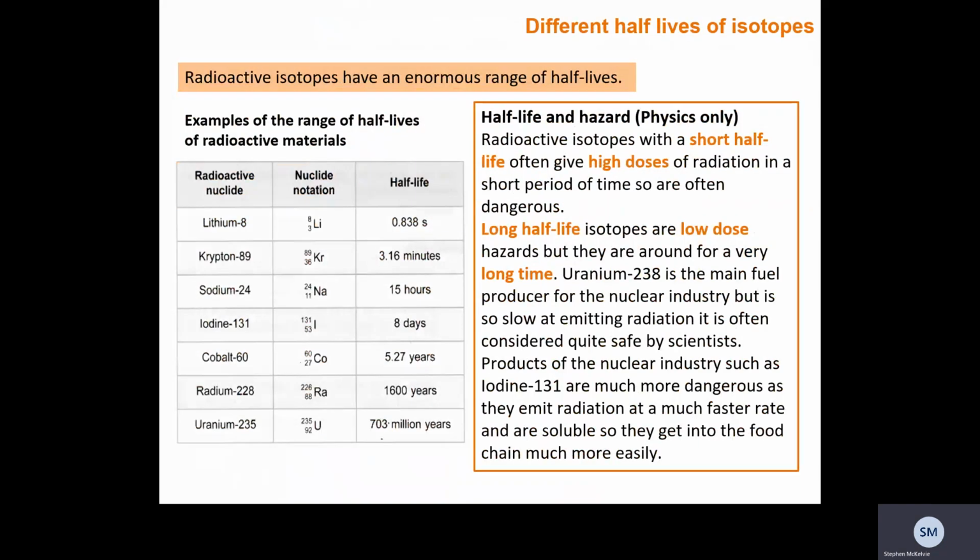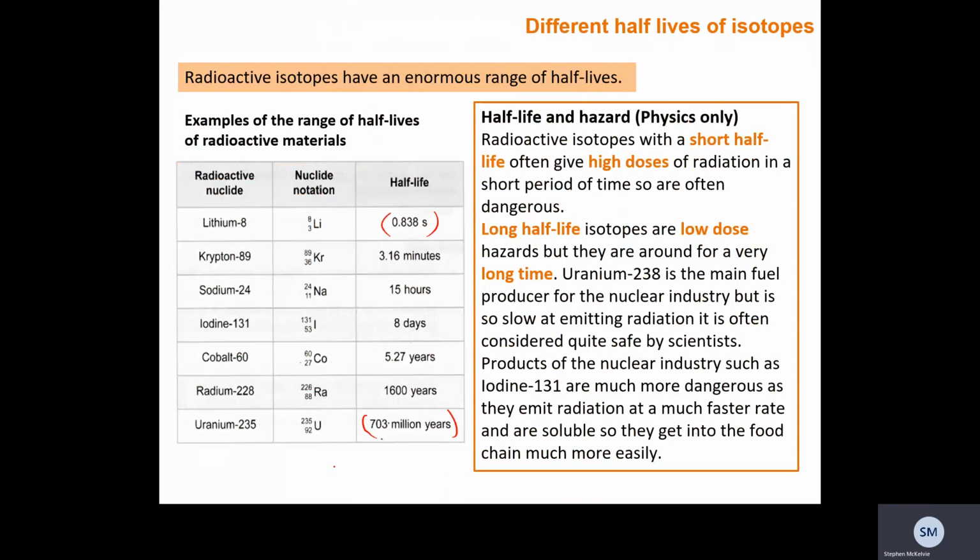There's a big range of half-lives in radioactive isotopes. You do not have to know them. You do not have to remember these. You may have to work them out, and you may be given them to understand. Lithium-8, like I said, good me for remembering, is about 0.838 seconds. Uranium-235 can take 703 million years to decay.